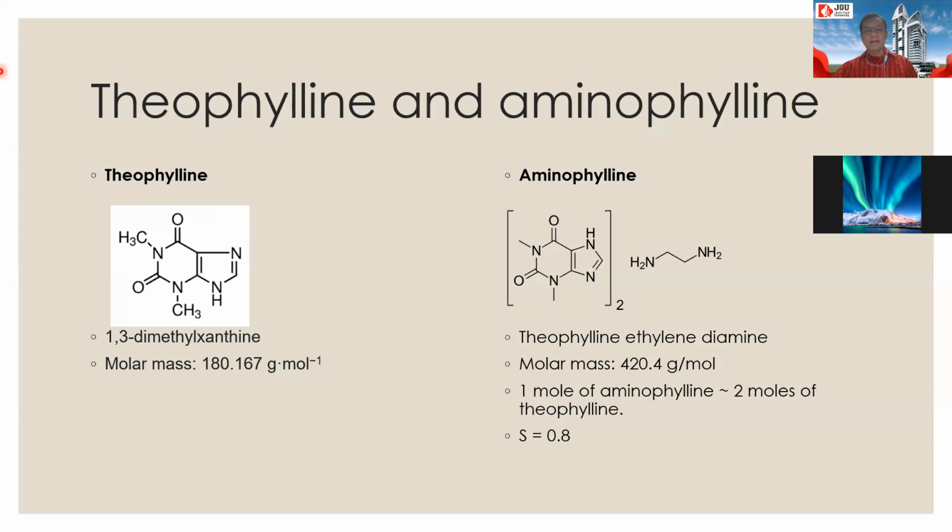So before we go into the calculation, just a few slides for our reminding. Yeah. So theophylline and aminophylline. Theophylline is 1,3-dimethylxanthine. Yeah. So this is the molecule. Xanthine, and 1,3. So this position 1, 2, 3. So 1 and 3 dimethylxanthine. And molar mass is 180.2 gram per mole.